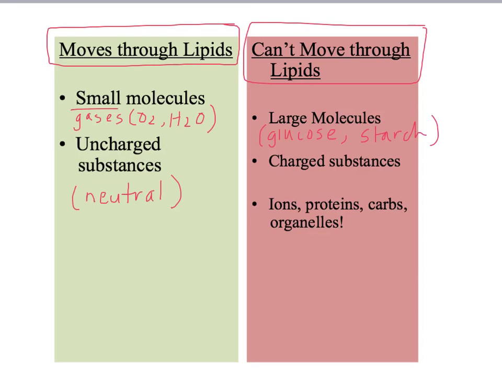Charged substances, I just talked about some examples of those. For example, the sodium ion and the chloride ion. They have a charge, a positive or negative charge, so they have to get through the cell membrane another way. They cannot wiggle through the phospholipids. So when you put those all together, what does this mean? Things like ions, proteins, carbohydrates, and of course the organelles, we don't want them getting out of the cell membrane. They're all too big or they're charged and they cannot go in and out of those phospholipids.